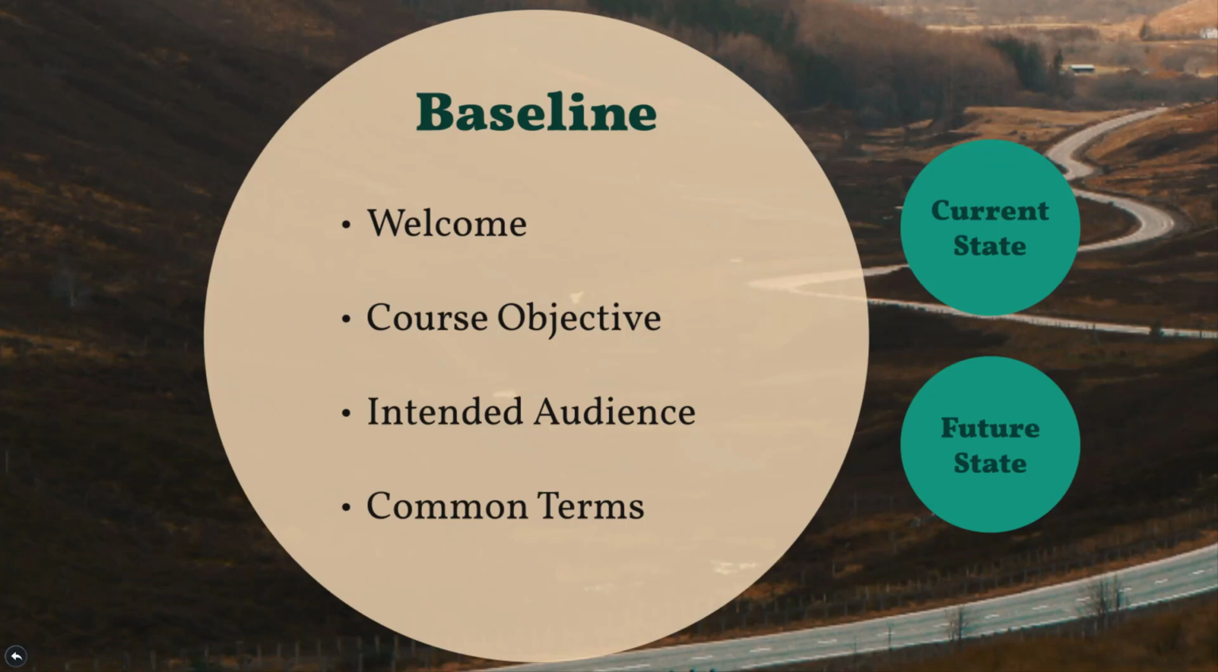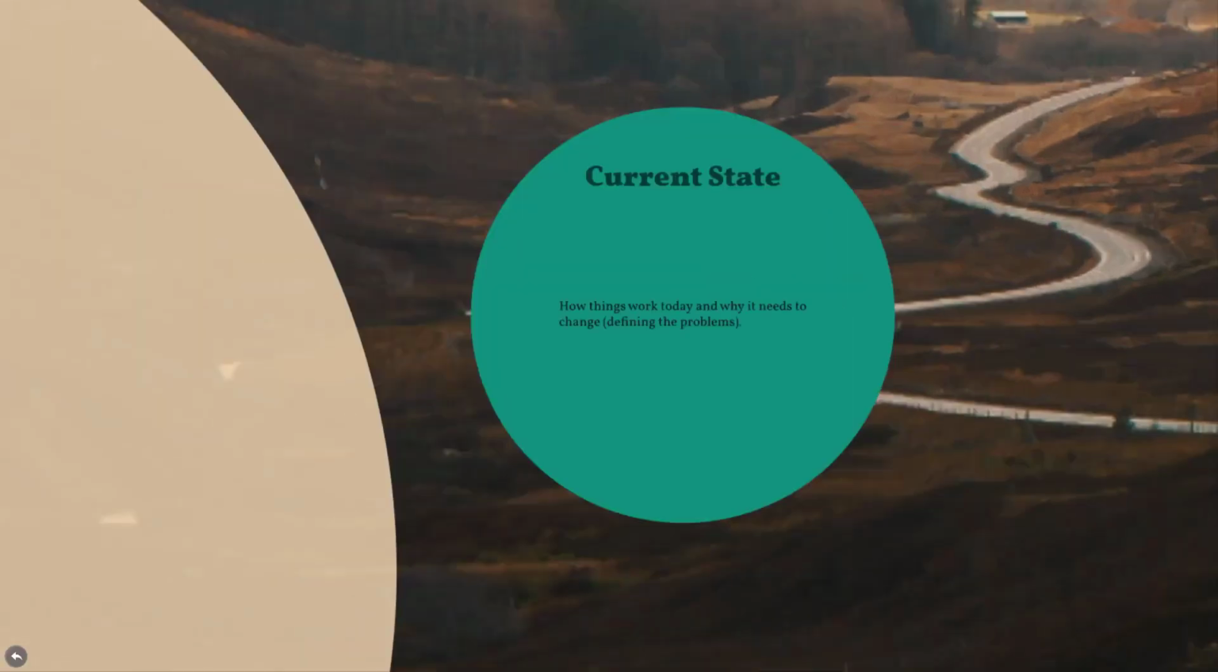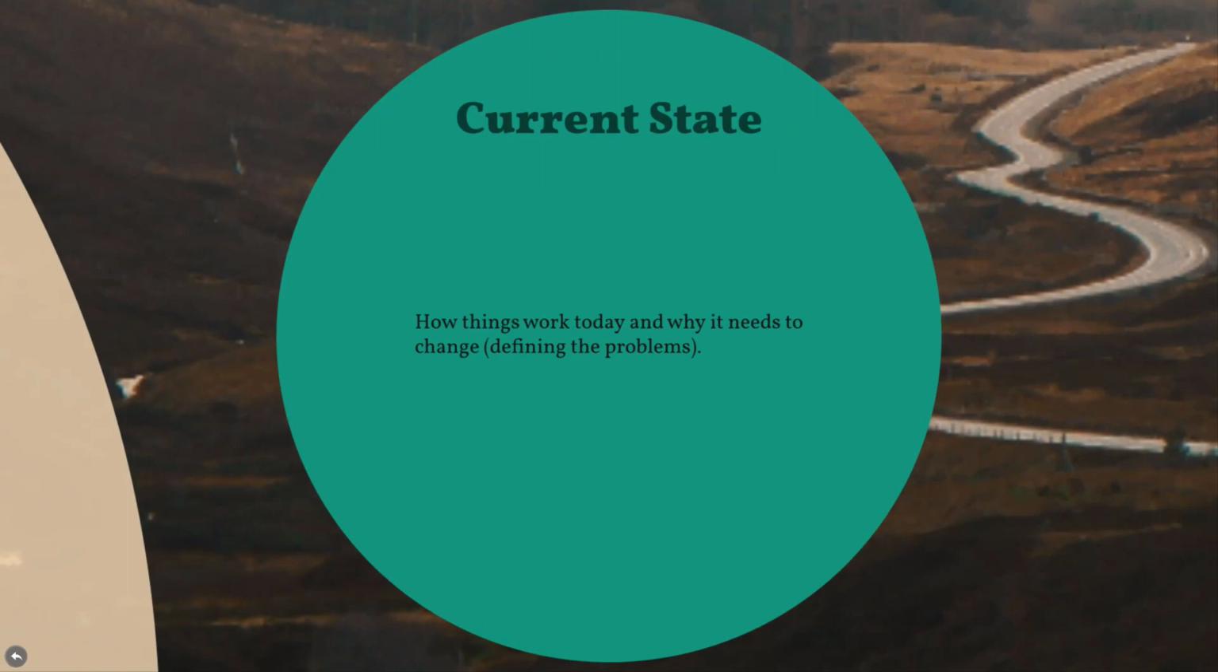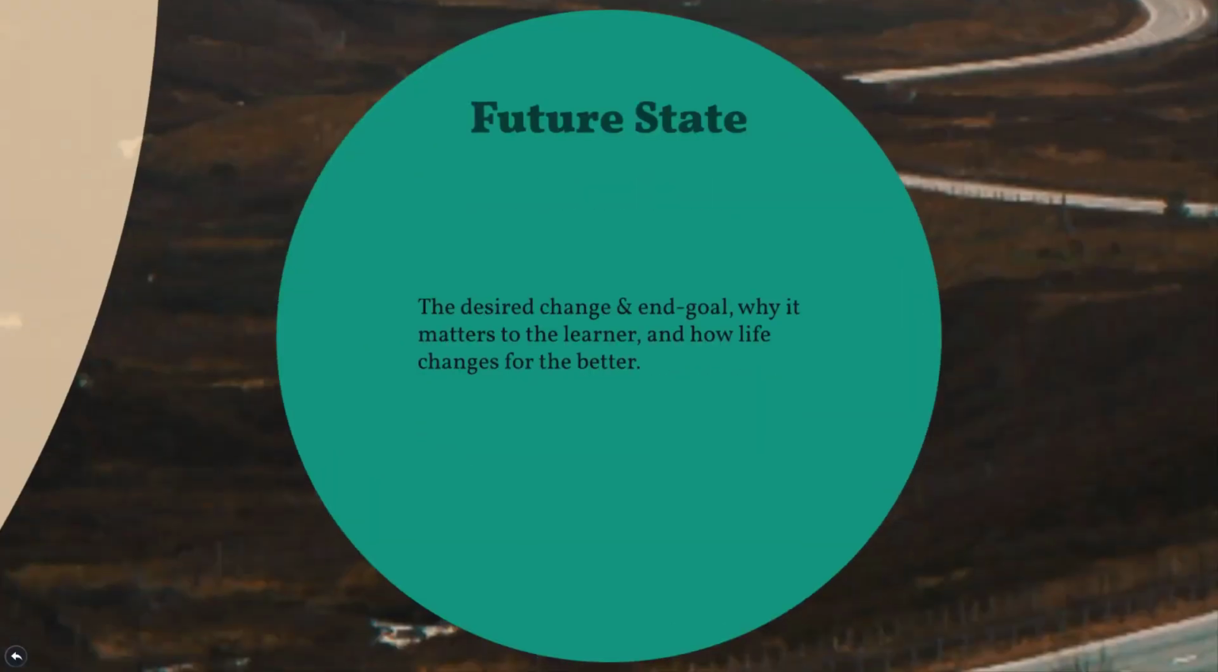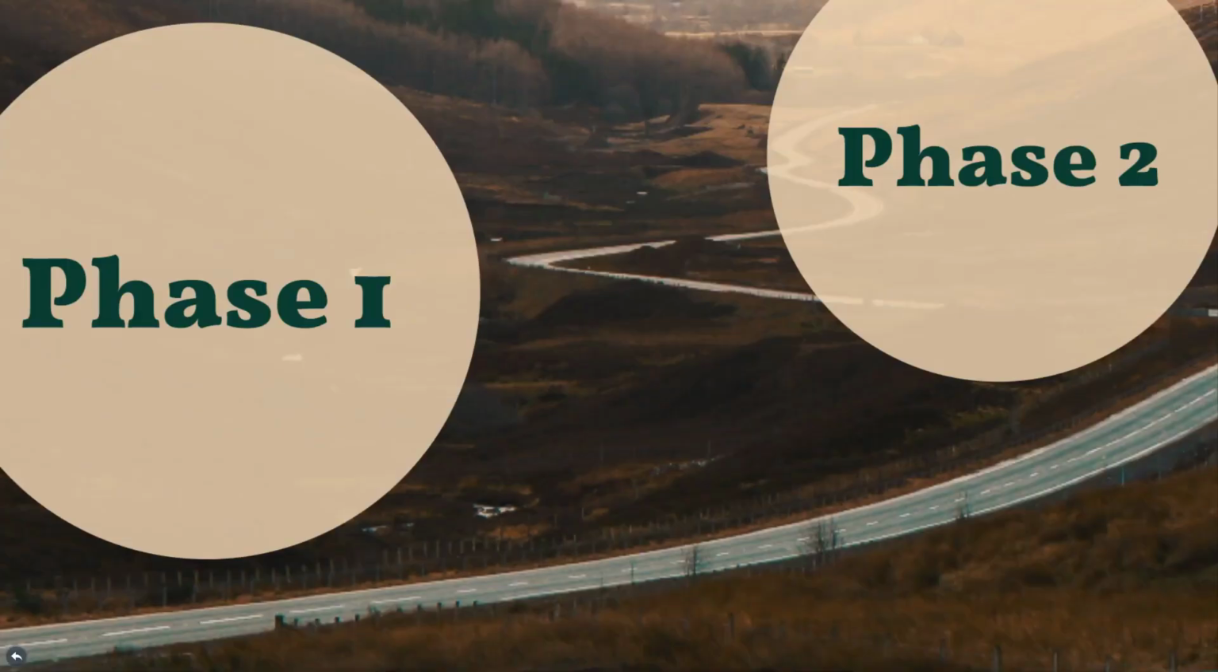Also in the baselining phase is the current state definition and the future state definition. The current state is just how things work today, and why it needs to change. So you're defining the problems right off the bat. The future state is the desired change and the end goal, and why it matters to the learner and how life changes for the better. So you'll see in the baseline phase, you are making an argument for your course and why this content is important. And this is important for establishing buy-in from the learner.